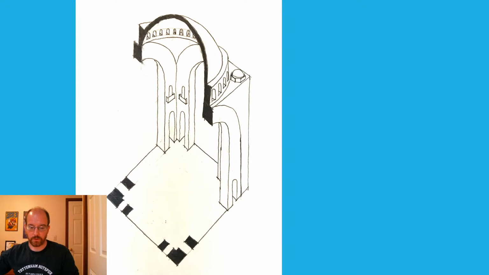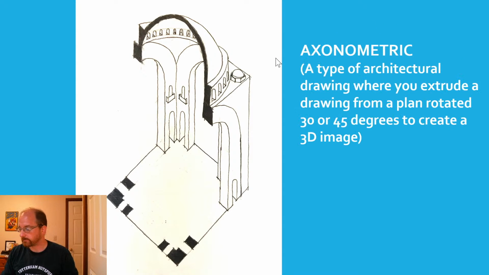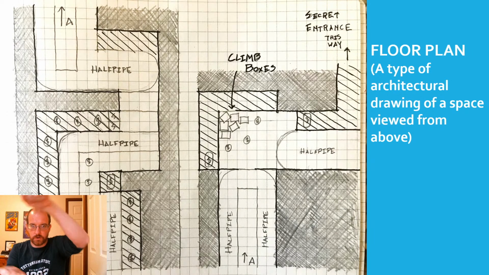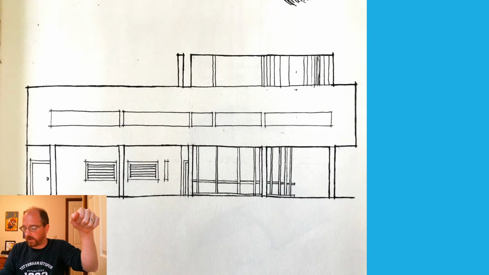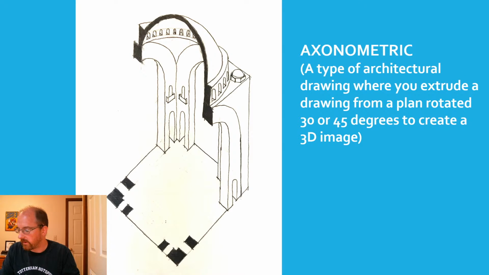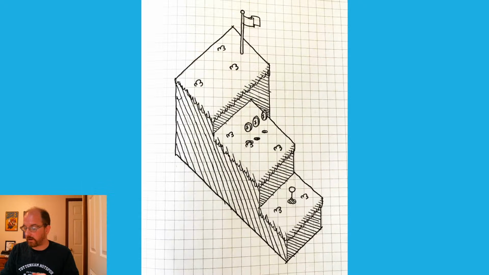There is a really useful thing called an axonometric drawing, which is a type of 3D architectural drawing where you extrude a drawing from a plan. When you do these, you take a floor plan, you turn it 45 degrees, and then you take your ruler and draw lines up from it, and build out the level space or the building space. You don't have to do it to that degree. This isn't an architectural drafting exercise, but I do find these very useful when I'm building levels. If I'm doing something in 3D, I'll do an axonometric.